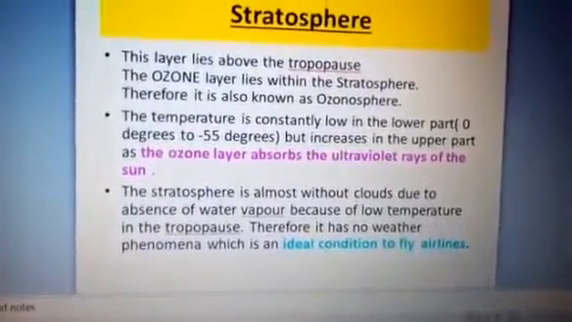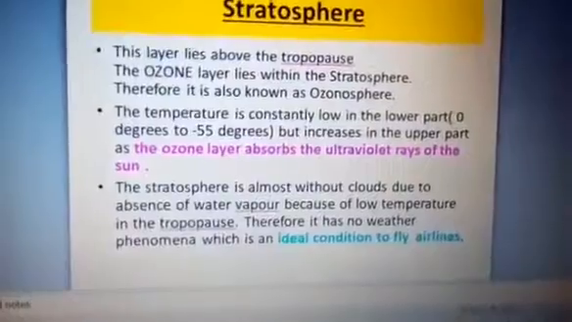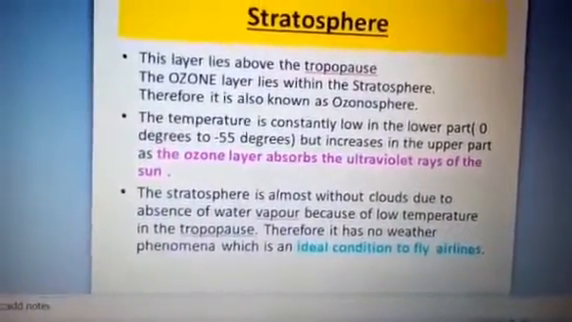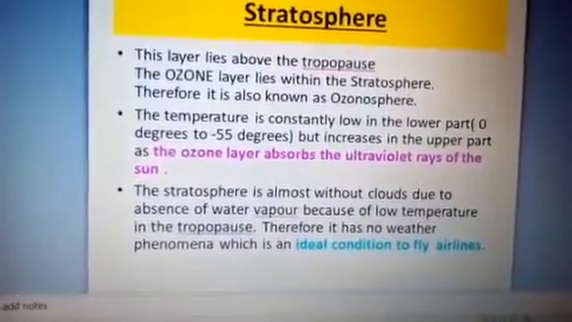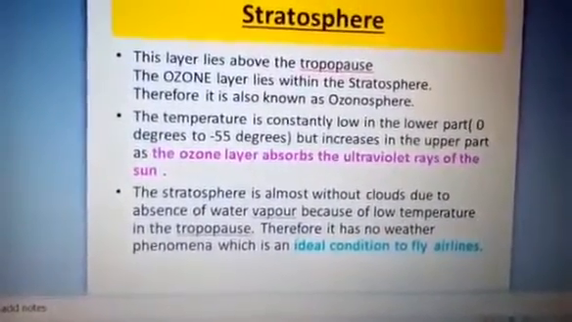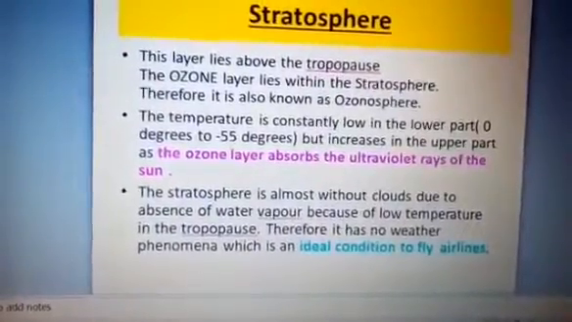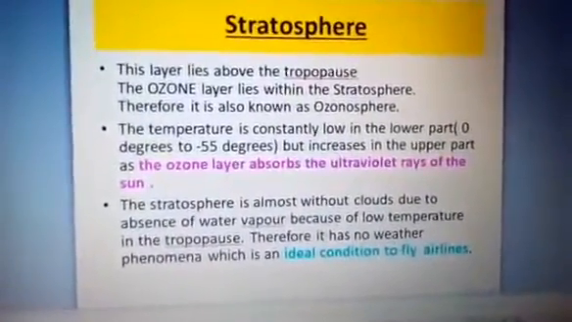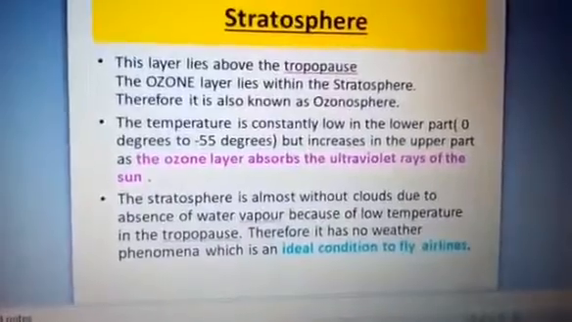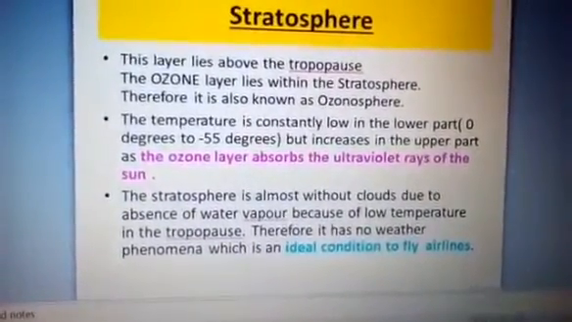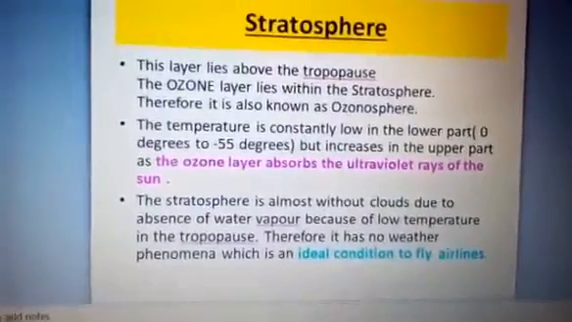The stratosphere is almost without clouds due to the absence of water vapor. Very important, because of low temperatures in the tropopause. Therefore, it has no weather phenomena, which is an ideal condition to fly airlines. So, if I ask you a major difference between the troposphere and the stratosphere, here is a blatant difference: one has the weather phenomena and the other does not have.